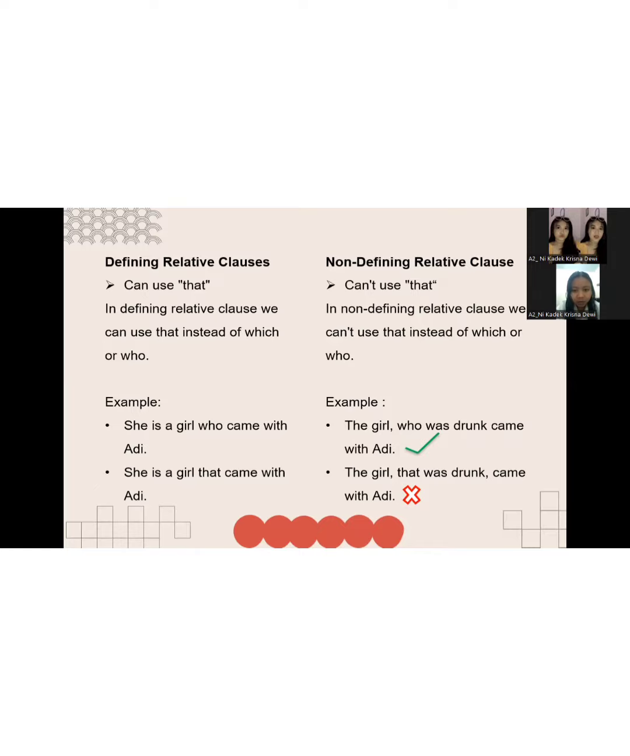A non-defining relative clause cannot use that. In non-defining relative clause, we cannot use that instead of which or who. For the example, number one, the girl, who was drunk, came with Adi is the correct one, and the girl, that was drunk, came with Adi is wrong.